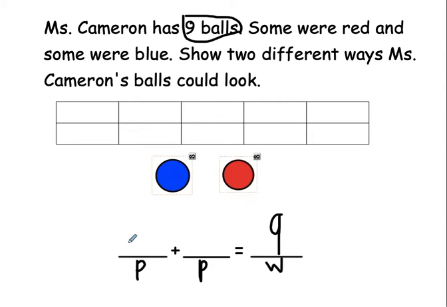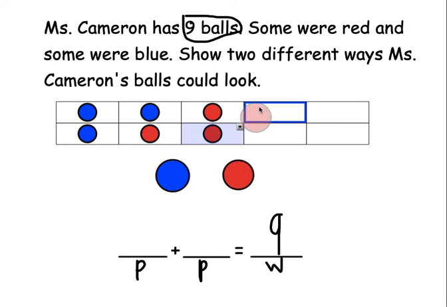Okay, let's try another one. So let's say, we did 2 last time. Let's do 3 this time. Let's give her 3 blue balls. How many more red balls does she need to make 9? Let's count. We have 3 already, so we're just going to count on 4, 5, 6, 7, 8, 9.